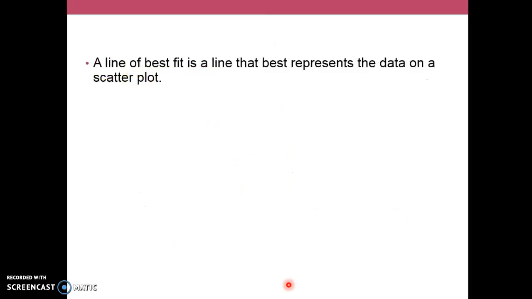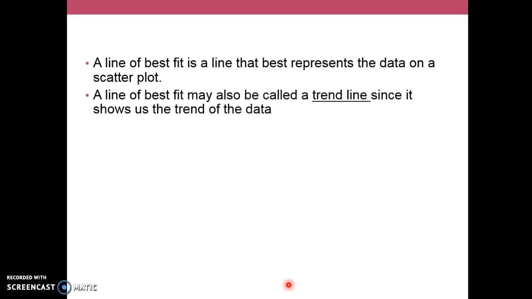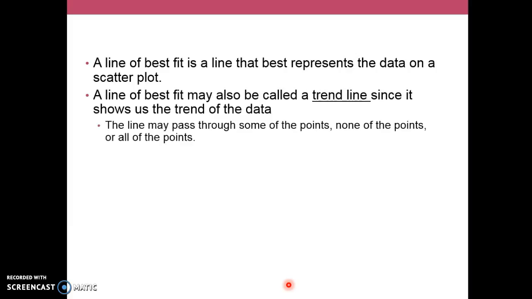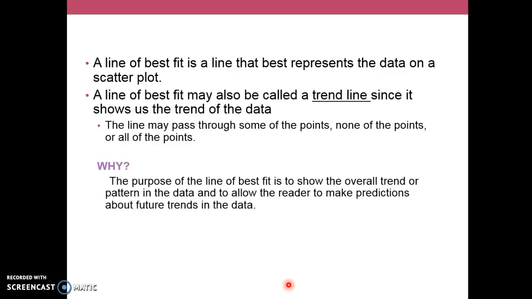Okay, so now I want to talk about the line of best fit. It can also be called a trend line since it gives us the trend of the data. The line may pass through some points, no points, or all points. You may or may not be able to touch the points. It depends on how closely lined up all of the data is. So the purpose of the line of best fit is to show the overall trend or the pattern in the data and to allow the reader to make predictions about future trends of the data.